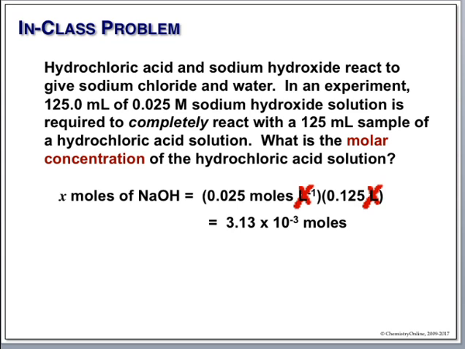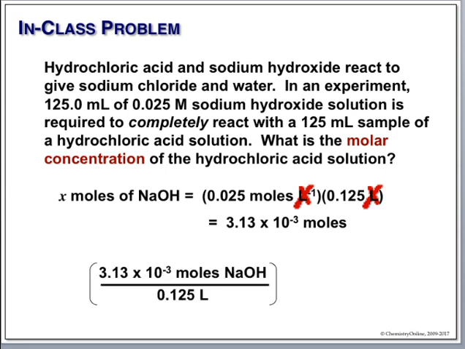Now, this is moles of sodium hydroxide, right? But remember, the stoichiometry was 1:1. So how many moles of HCl did we react with? Exactly the same. Our moles of sodium hydroxide are quantitatively identical to our moles of HCl.